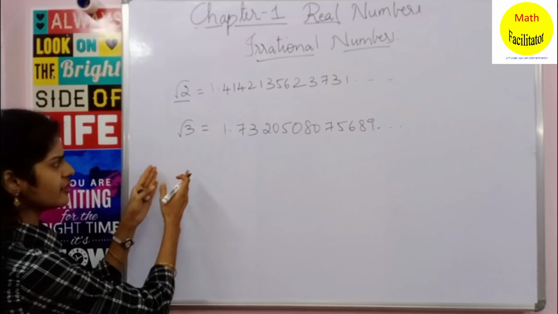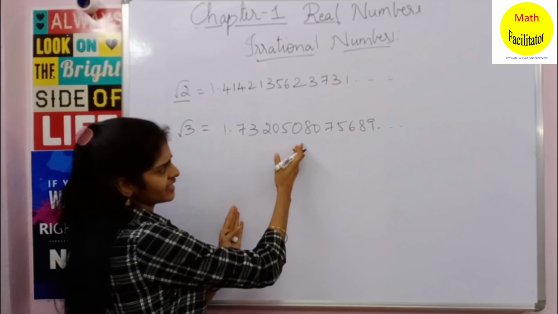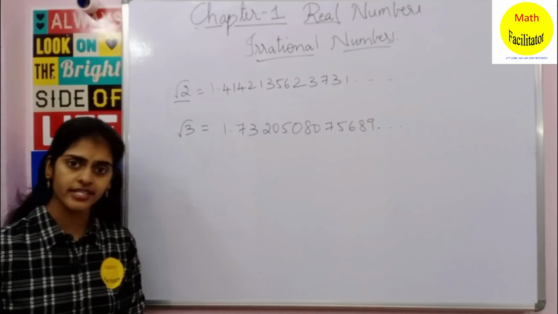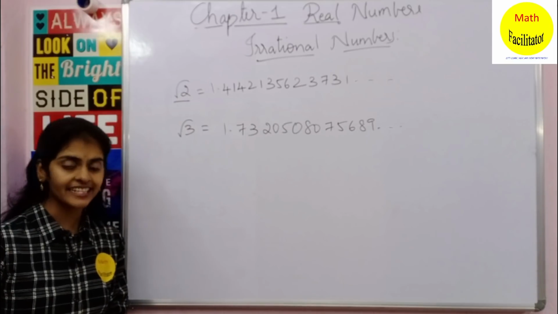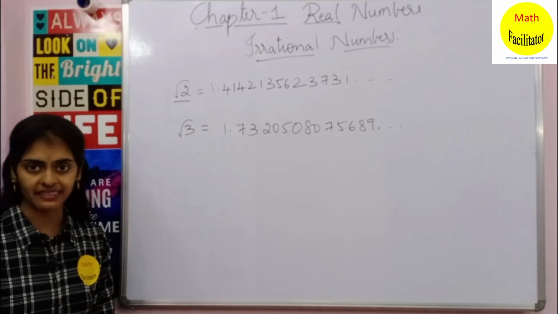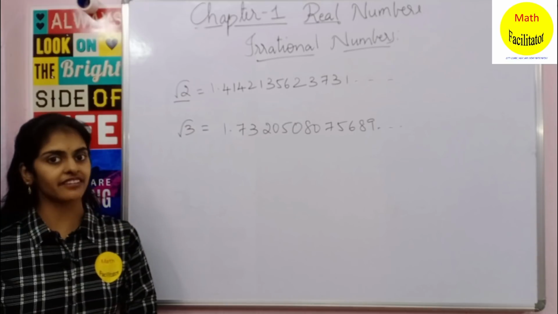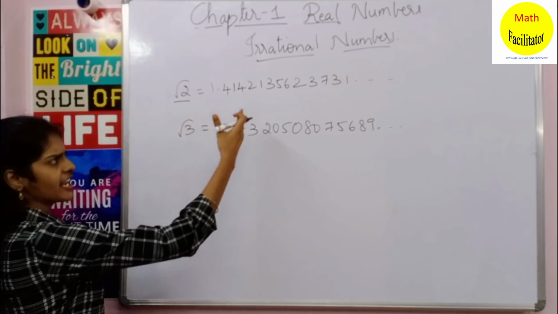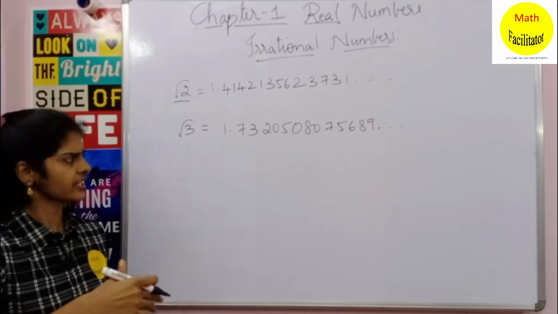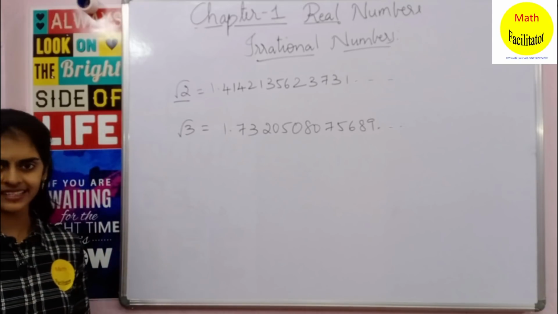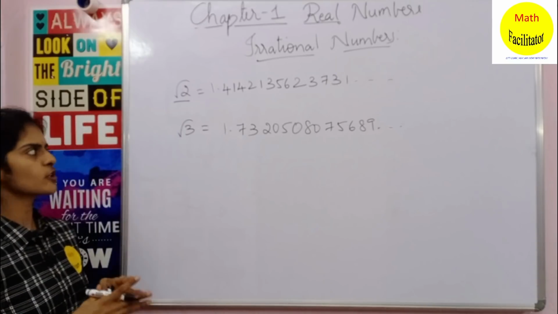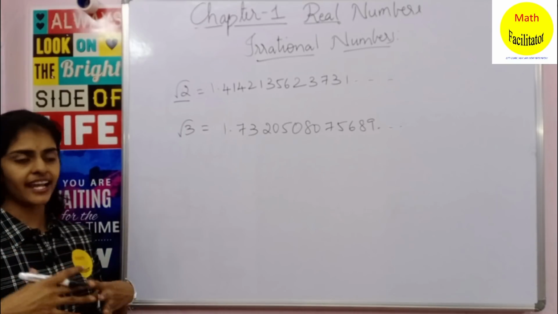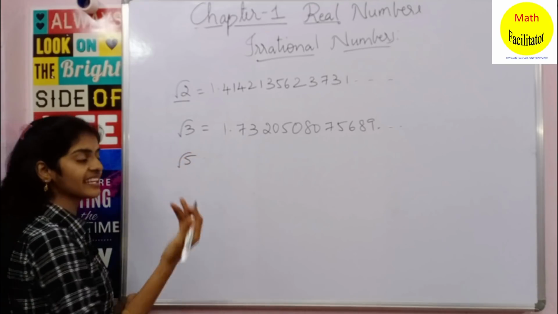Also the value of root 3 is 1.7320 and so on. It is also non-terminating and non-recurring. The value of root 2 you can find using the long division method, and the value just continues. There is no end to it. Root 3 also, similarly, you can find the value using long division, and the value also continues. So root 2, root 3, root 5, all these are examples of irrational numbers.